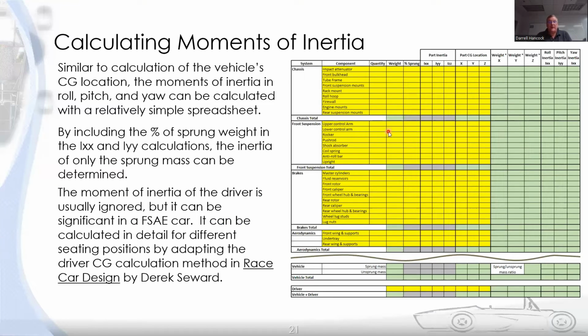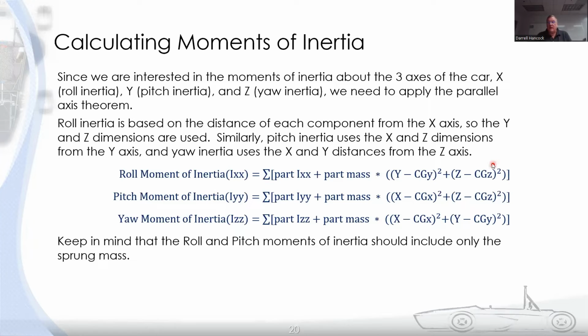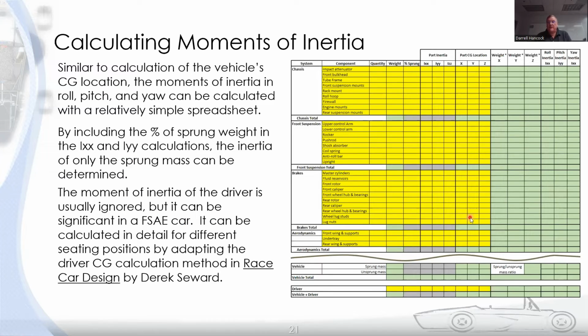So you can use that same spreadsheet I showed for calculating center of gravity and just add three more columns for the inertia in roll, pitch, and yaw. And that would be the weight of the part times the square of the CG locations, as shown in these previous equations. So you're just going to put these equations into these columns. Keep in mind the percent of the sprung weight for those, and also the inertia of the parts. That can be significant for some parts, and can be ignored for other parts. And again, you can calculate the inertias for your whole vehicle.